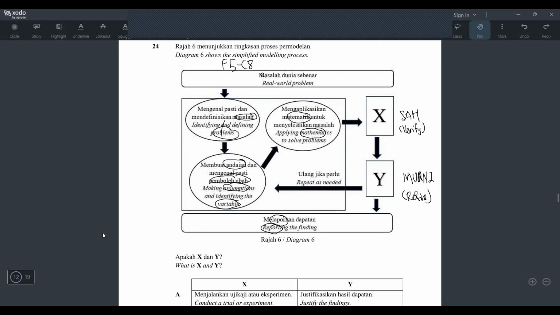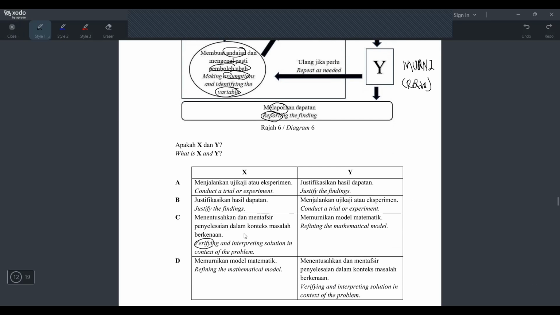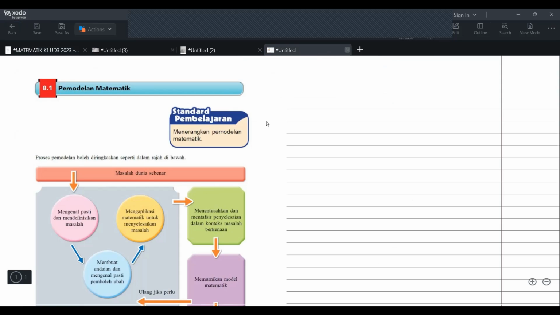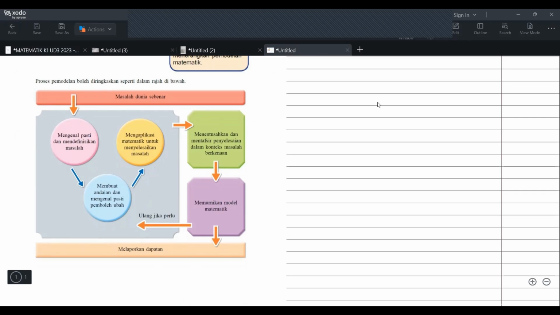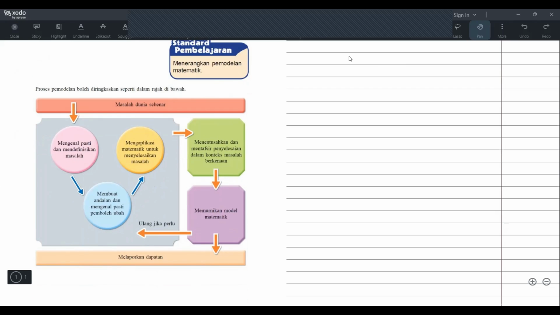Don't worry, I'll teach you how to memorize later. So verify and refine. Which one? Got verify, got refine. The answer is C. Now I will show you my notes. Actually it's not notes, this one is directly taken from the textbook. It is in Bahasa Melayu version, but I think it's okay.